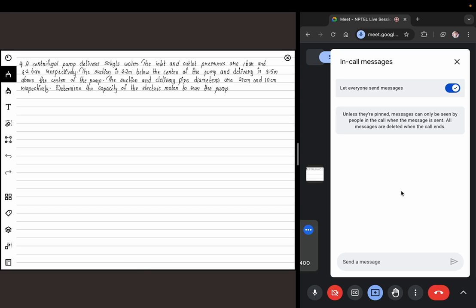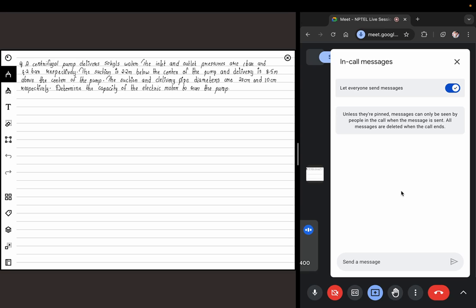A centrifugal pump delivers 50 kg per second water. The inlet and outlet pressures are 1 bar and 4.2 bar respectively. The suction is 2.2 meter below the center of the pump, and delivery is 8.5 meter above the center of the pump. The suction and delivery pipe diameters are 20 centimeter and 10 centimeter respectively. Determine the capacity of the electric motor to run the pump.